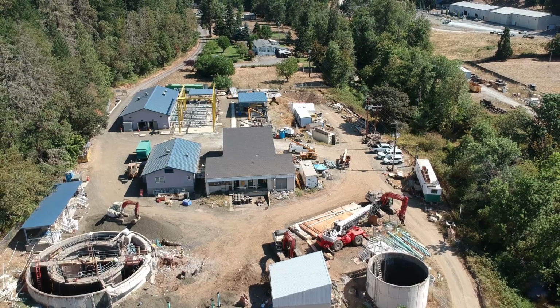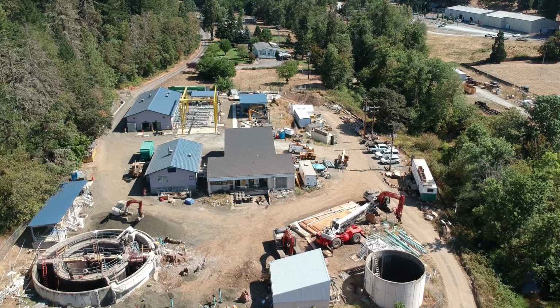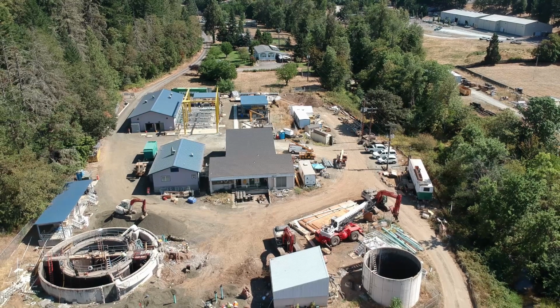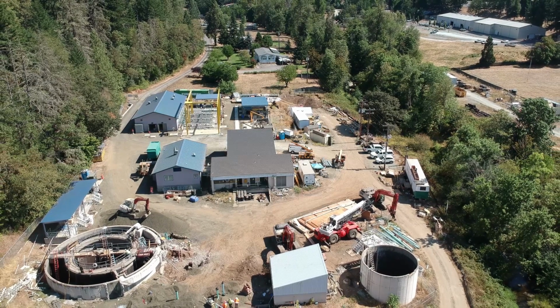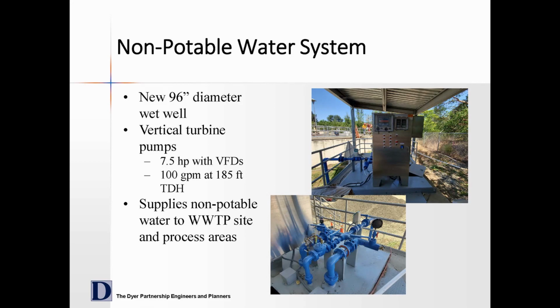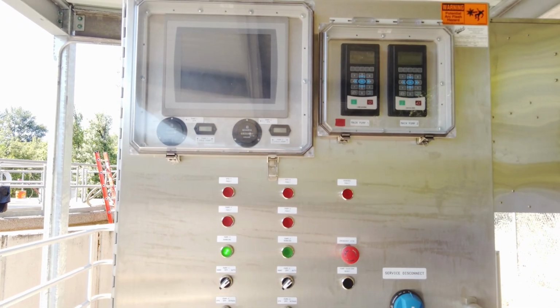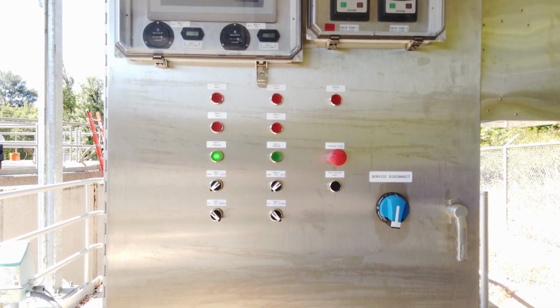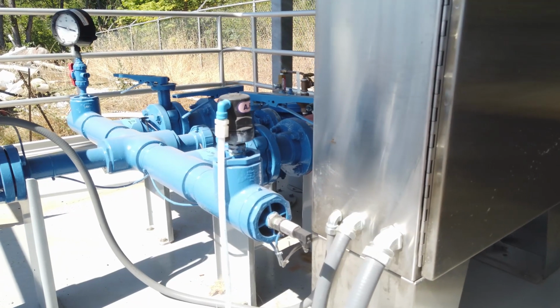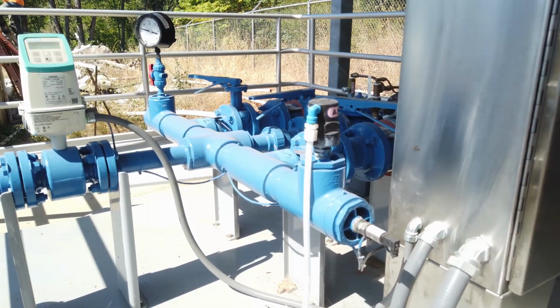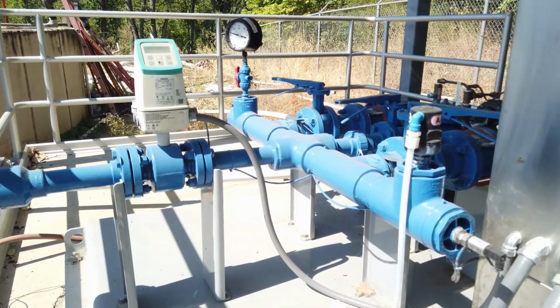Effluent quality is typically very good, less than 5.5 BOD/TSS, very low ammonia, and non-detect E. coli. The non-potable water system provides treated water to the plant for several process areas, including MBR clean-in-place process. The non-potable water system includes 2 vertical turbine pumps, each 7.5 horsepower. They maintain a pressure by using VFDs of about 70 to 80 psi. A flow meter measures the non-potable water used at the plant.